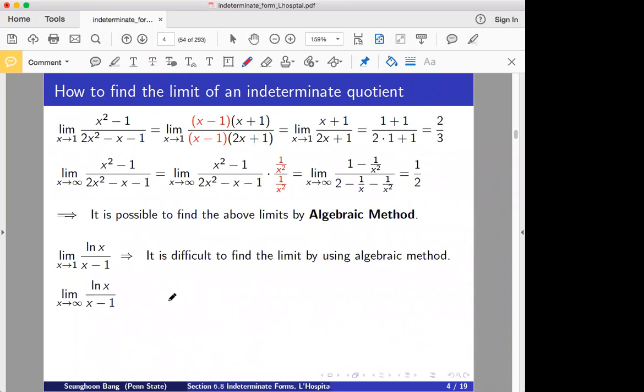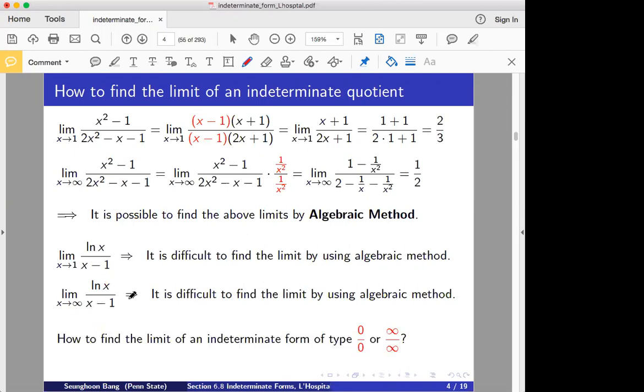Limit of ln of x over x minus 1, as x approaches infinity. You plug infinity into the top and the bottom. So ln of infinity is infinity. The bottom is infinity minus 1, which is infinity. Infinity over infinity. So same, it is difficult to find the limit by using the algebraic method. How to find the limit of an indeterminate form of type 0 over 0 or infinity over infinity?